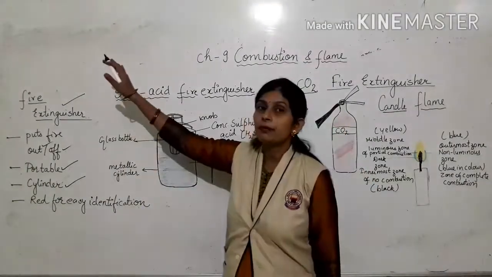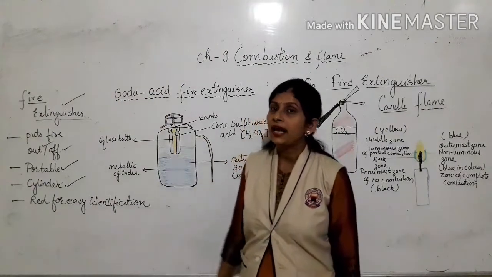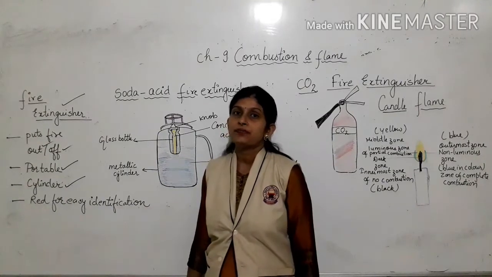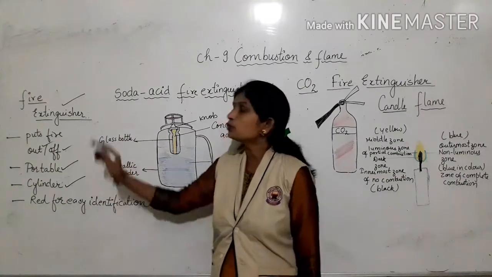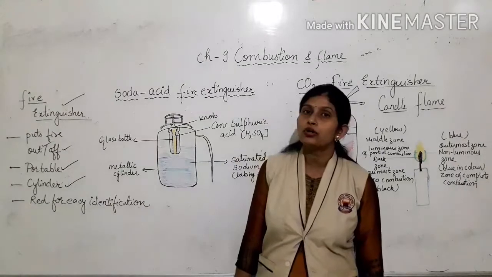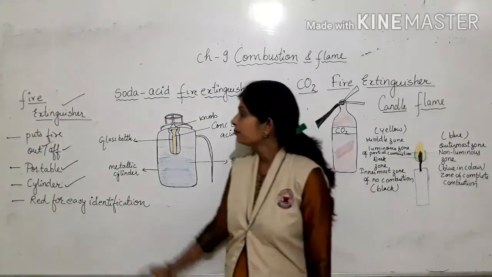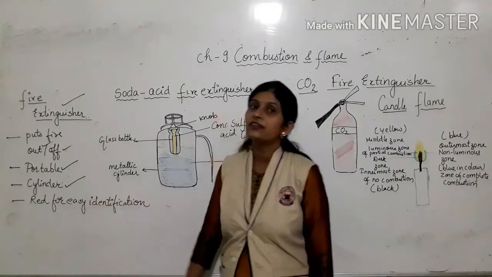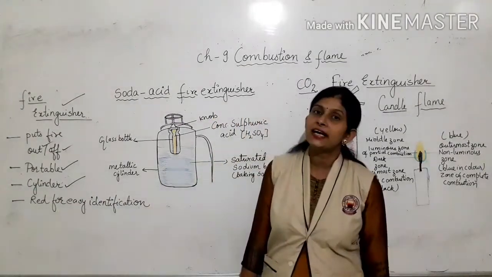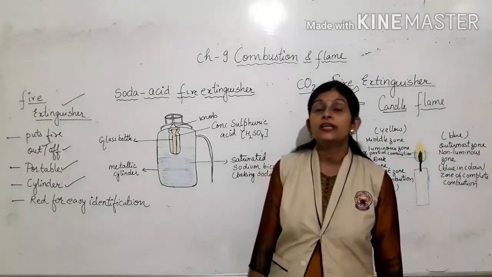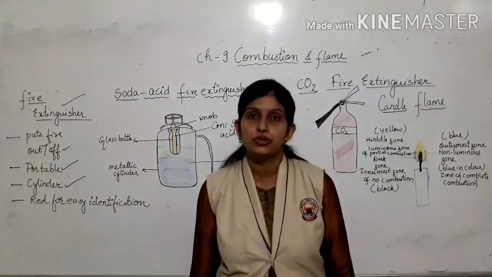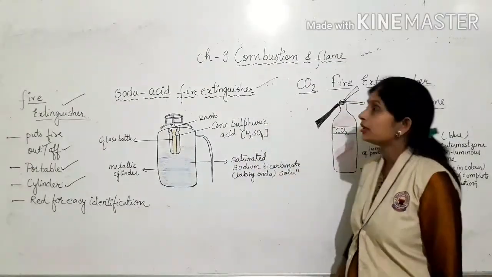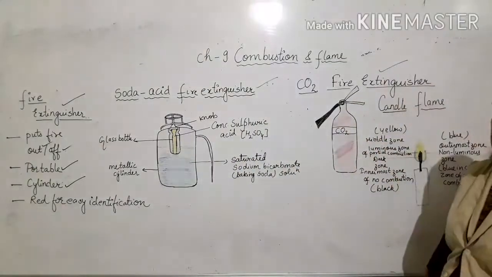Now we will sum up all the points together and we can define fire extinguisher as a device which is used to put fire out or off or extinguish the fire. It is a portable cylinder which is painted with red color for easy identification. Now there are different types of fire extinguishers such as soda acid fire extinguisher, carbon dioxide fire extinguisher.